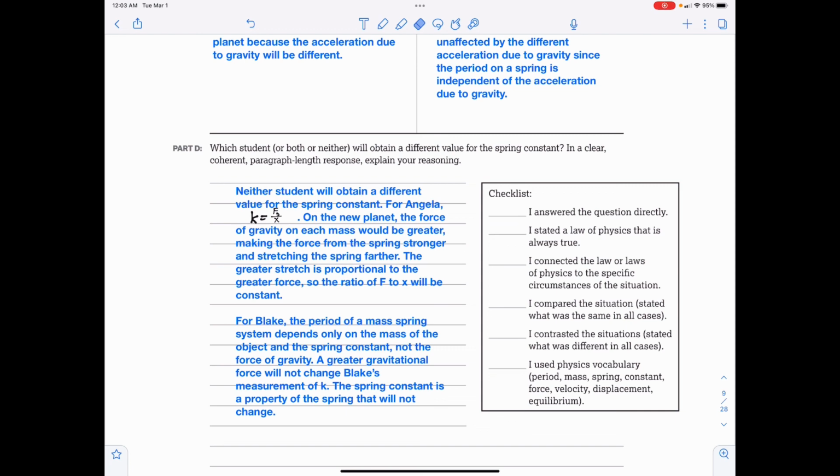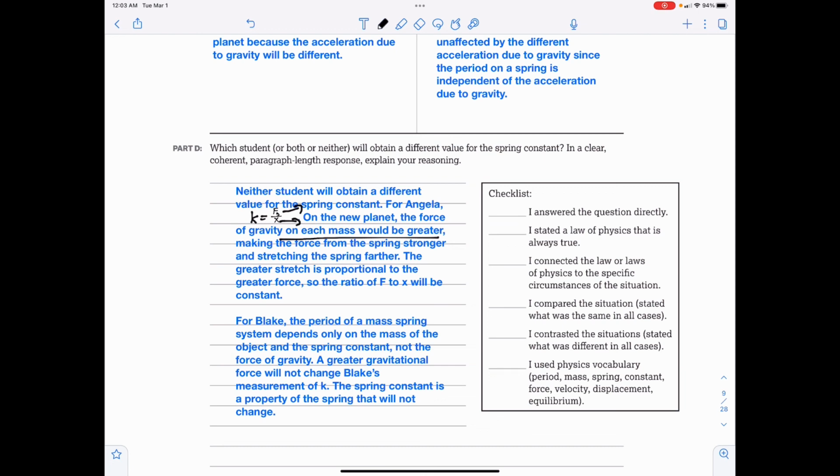For Angela, k is equal to spring force over x. On the new planet, the force of the mass would be greater, making the force from the spring stronger and stretching the spring farther. The greater stretch is proportional to the greater force. Okay, so basically what we're saying is this will be greater, but they're both going to be greater by the same amount, which means k is not going to end up changing at all.